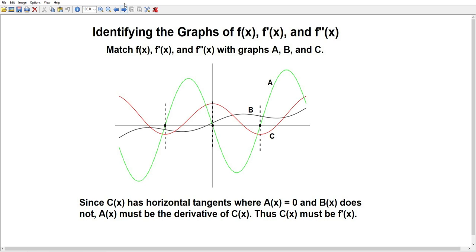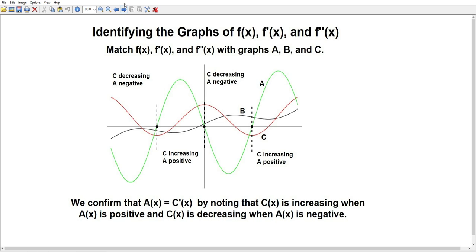Okay, we're going to investigate a little more carefully the relationship between a of x and c of x. We confirm that a of x is in fact c prime of x by noting that c of x is increasing where a of x is positive and c of x is decreasing where a of x is negative.